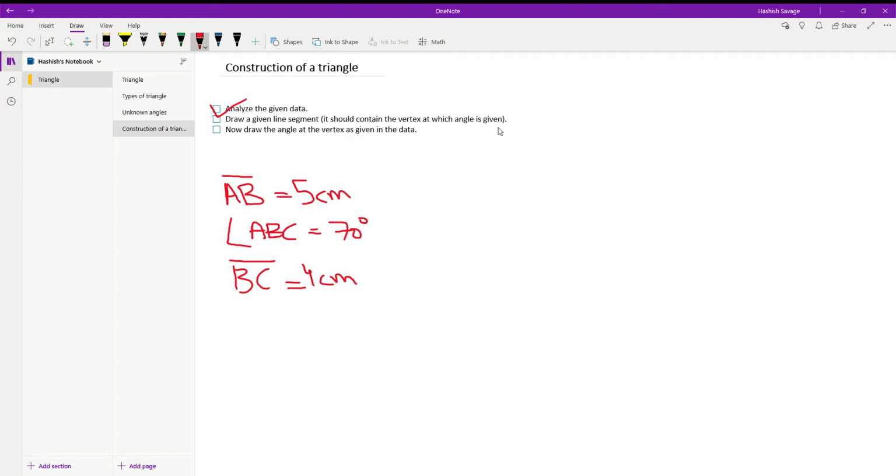The angle that is given is at point B, as B is the point written in the middle, and the middle point is the vertex at which we should draw the angle. So in this case it's vertex B. We need to draw a line that should contain the vertex at which the angle is given, which is B in our case. AB contains B and BC contains B, so it's okay if you go with AB or with BC. Both are okay. First of all, you need to draw a straight line.